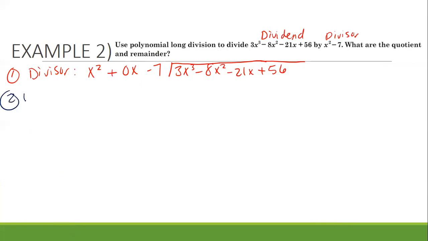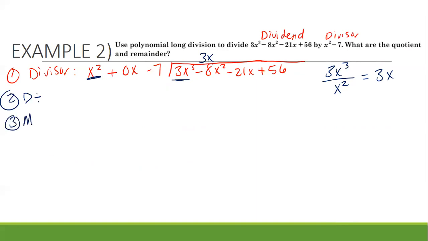Okay, we're going to start with our D, our divide. So we're going to divide the first term of the divisor into the first term of the dividend. So we have 3x cubed divided by x squared. What does that leave me with? 3x. So that goes on my quotient bar.